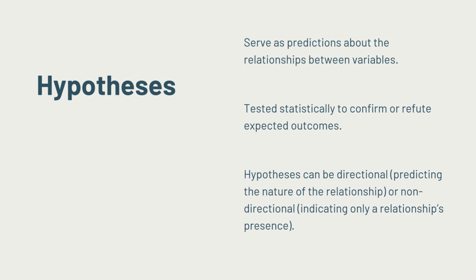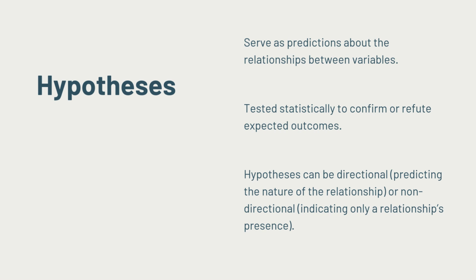So it provides that direction, hence directional hypothesis. But we might sometimes also make a non directional hypothesis. And in a non directional hypothesis, we simply predict a relationship without actually specifying the nature or the direction.